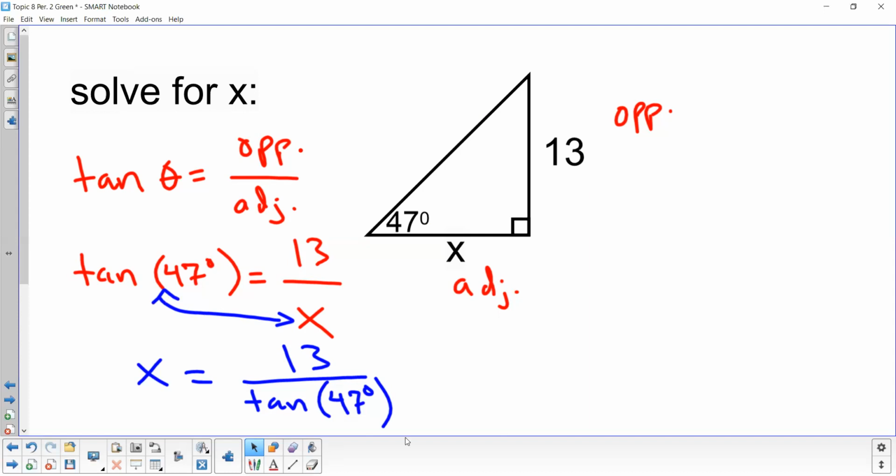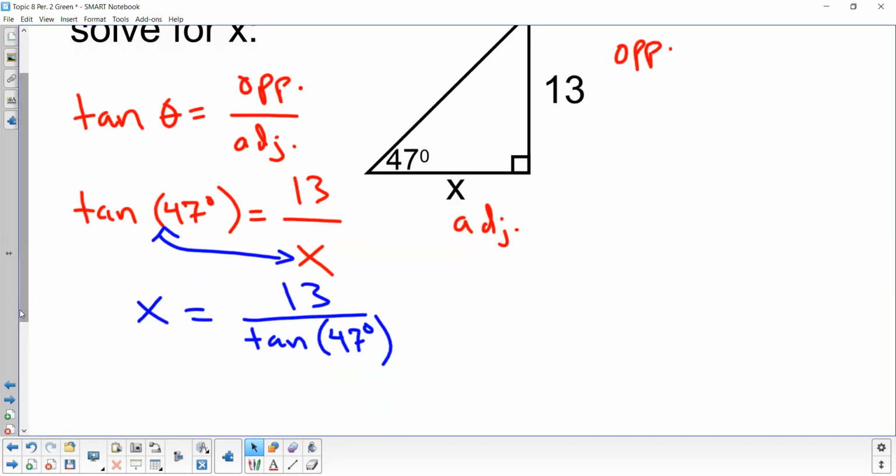Okay. All right. Back to this. So we're saying that x is 12.12 to be precise, or something, 12.1-ish. All right. Now again, we can expect that because my angle's a little bigger than 45, so my opposite side should be a little bigger than my adjacent side.